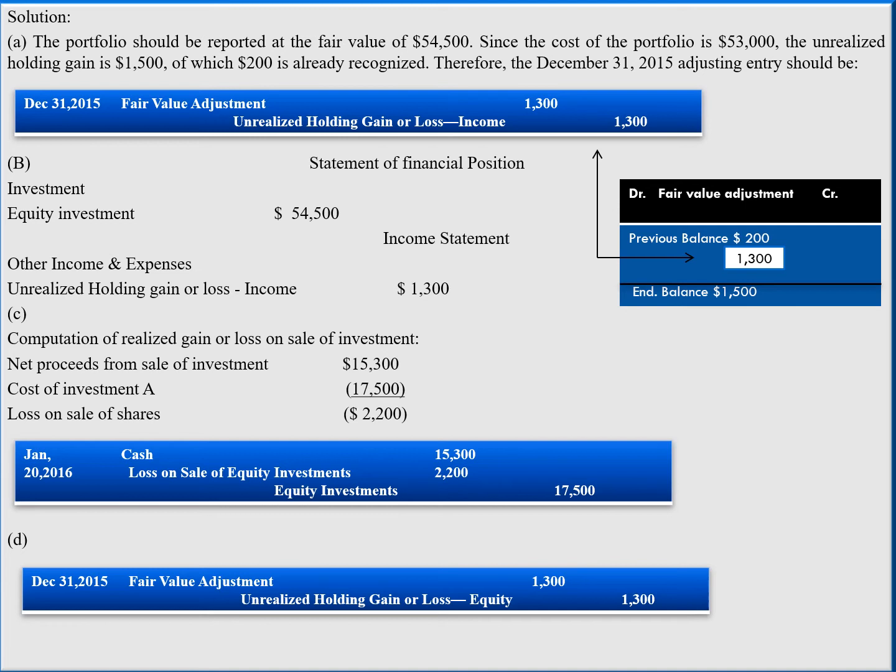Number D, what is required of me? Repeat the requirement of Number A assuming that the equity investments are considered held for non-trading. OK. So if I want to solve Number D assuming equity investment is non-trading, we agreed that the difference, the unrealized holding gain or loss, is considered part of equity. So my entry is: debit fair value adjustment, credit unrealized holding gain or loss, equity, $1,300.